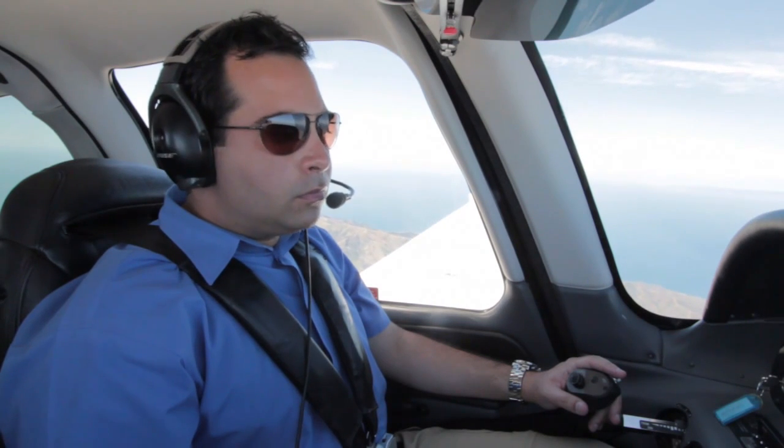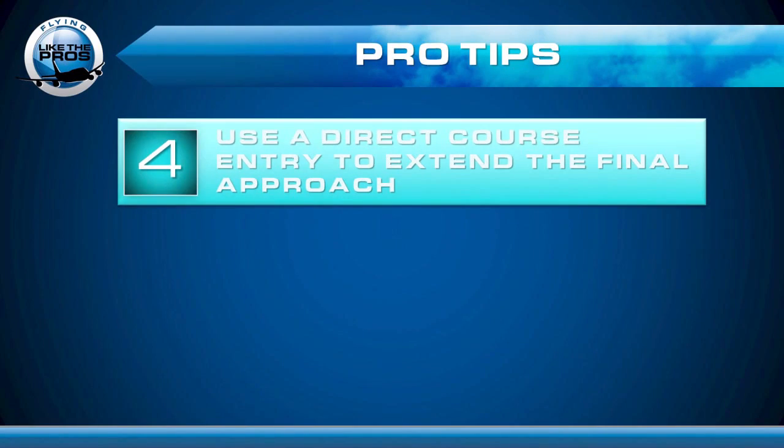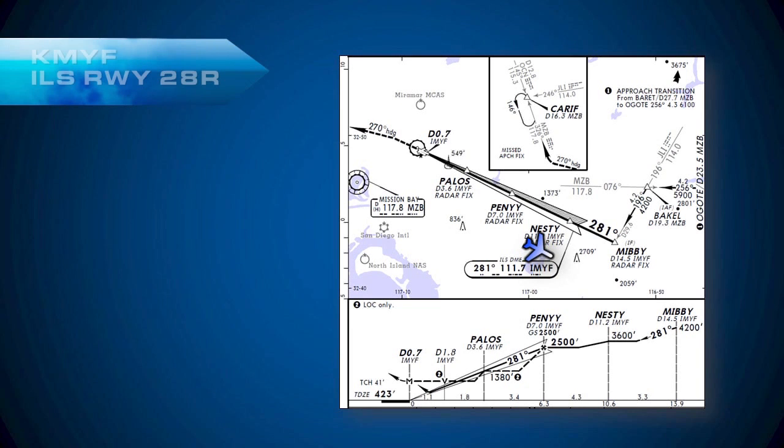6,000, United 421. So pro tip number 4 is, if ATC is too busy to respond to you, use a direct course entry technique to extend the final approach course. So you can see here on the chart, the airplane is abeam Nesty on the left downwind. So if you can't get on the radio to talk to them to try to figure out what's the game plan, you can see that the first step down starts at Mibby. So what we're going to do is, we're going to create a course to fix of 281 inbound to Mibby.